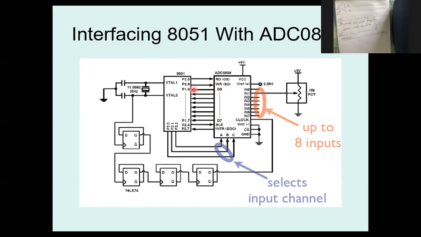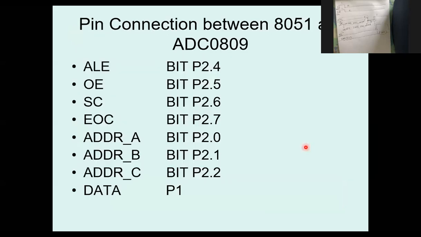SoC is connected with P2.6, OE signal is connected with P2.5, ALE signal is connected with P2.4, and EOC is connected with P2.7. So just see, these are the connections. Remember this, otherwise you will not be able to understand the program.